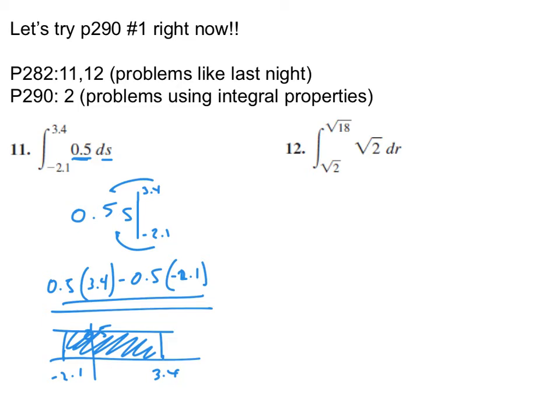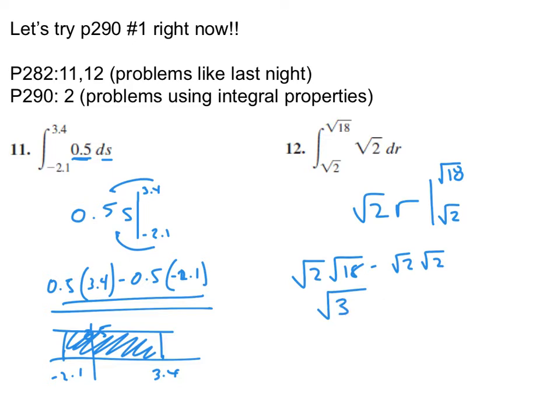Antiderivative of square root of 2 dr. Well, square root of 2 r. Again, that's another reason why we have this variable of integration, so I know what the variable was. And then substituting them, I get in the end square root of 36 minus square root of 4. Oh, this I can do.